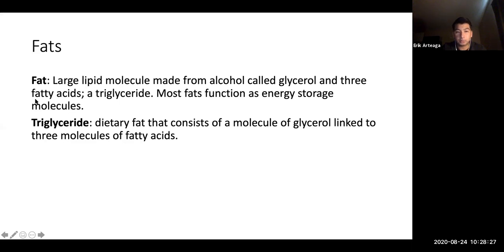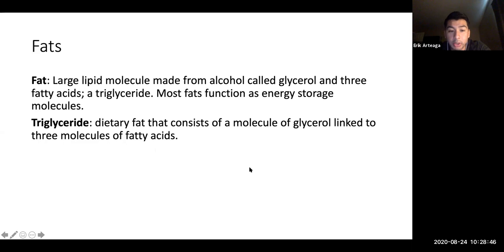So not easily accessed by the body because of their hydrophobic tendencies, right? They do not mix in water, but your body is made up of water, so it's difficult to break down those fats, right? And that's why, again, it's easy to store that for long periods of time.